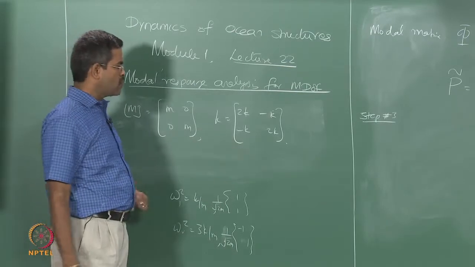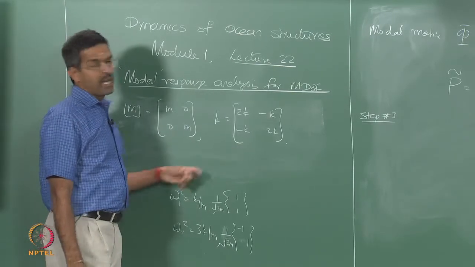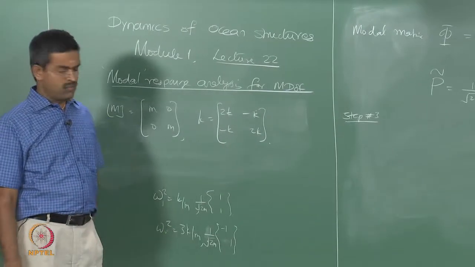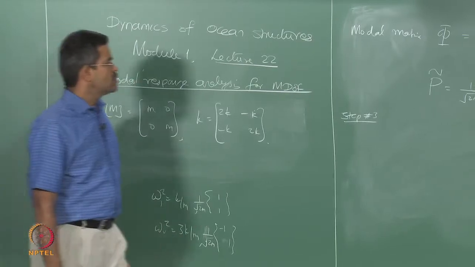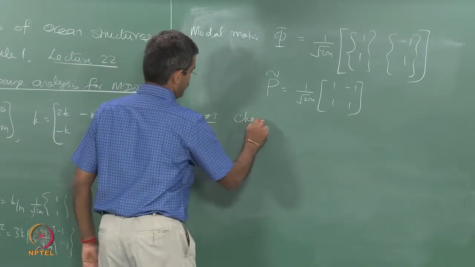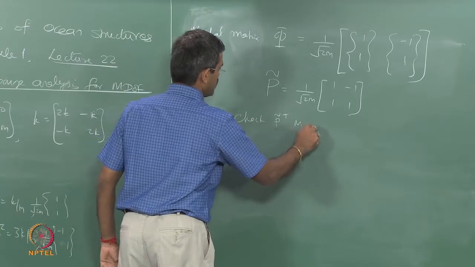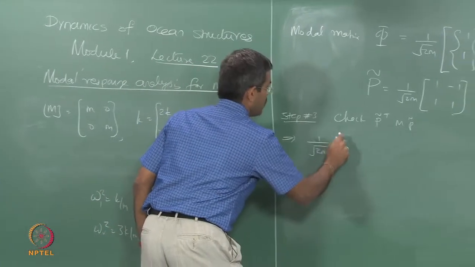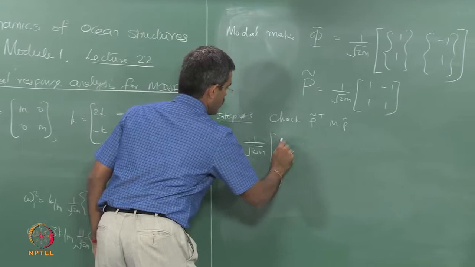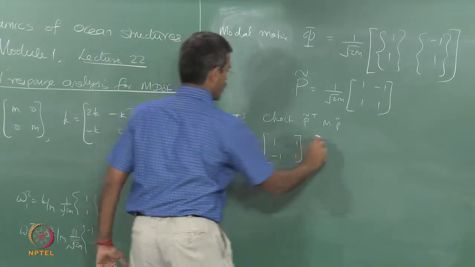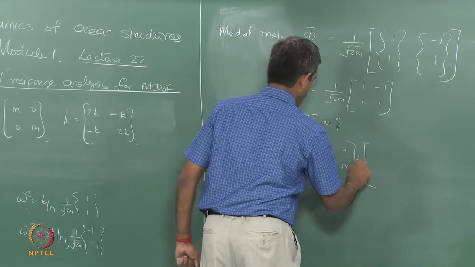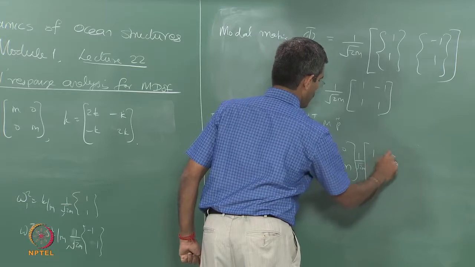What did you do in step number 1? In step number 1, we wrote the equation of motion and found omega and phi. In step number 2, we found the normalized vectors of phi 1 and phi 2 with respect to the mass matrix M1 and M2. Step number 3, we want to check P tilde transpose M P tilde. Let us see what happens to this matrix. 1 by root 2M of 1 1, 1 1 minus 1 1, of M 0 0 M, of 1 by root 2M of 1 1 minus 1 1.